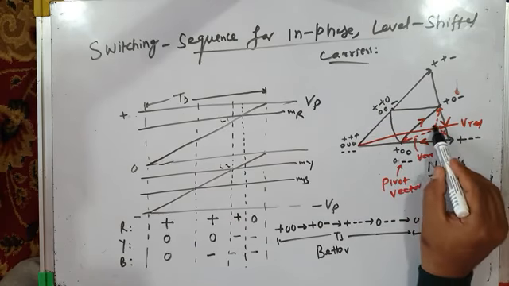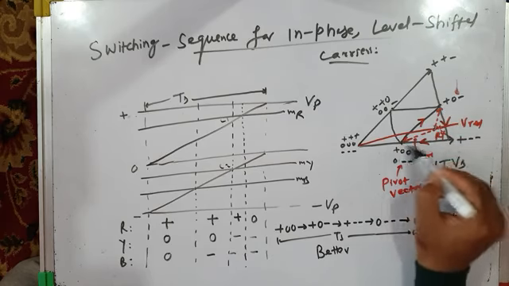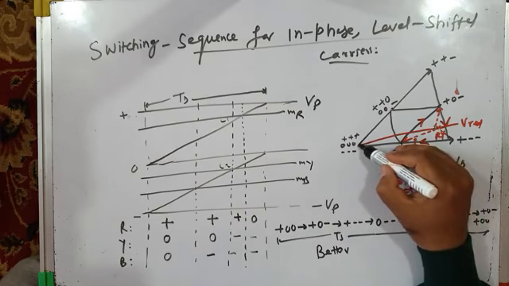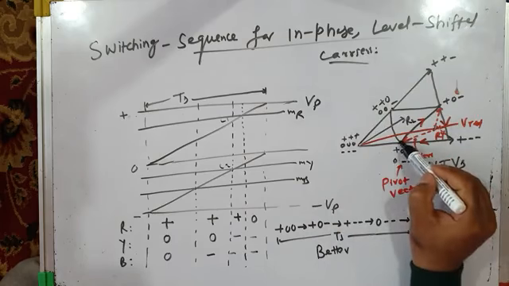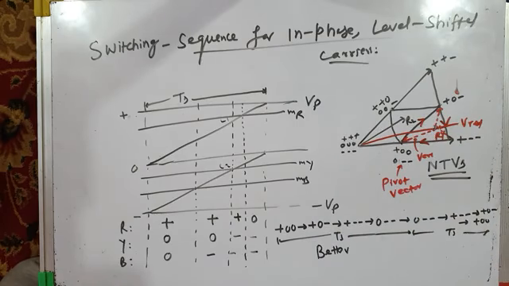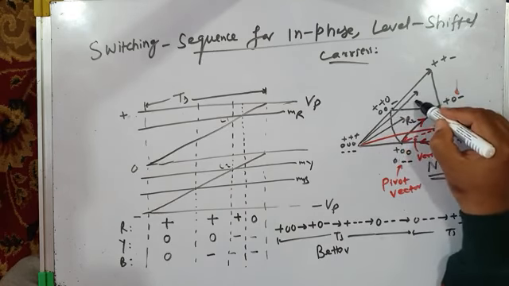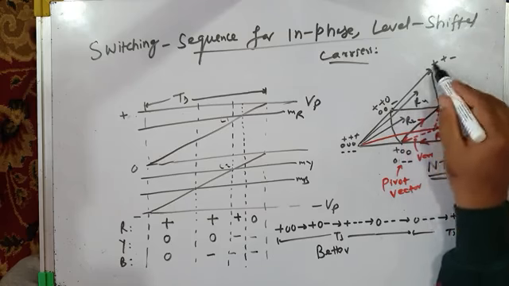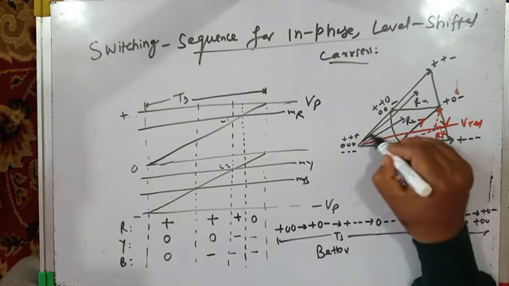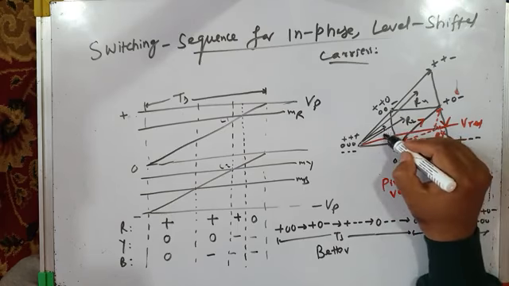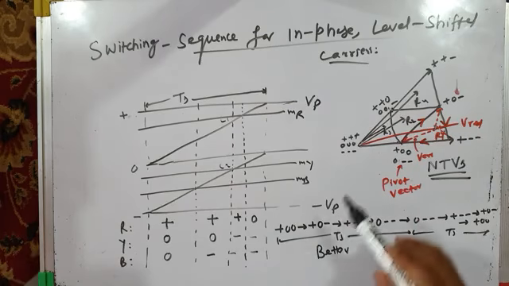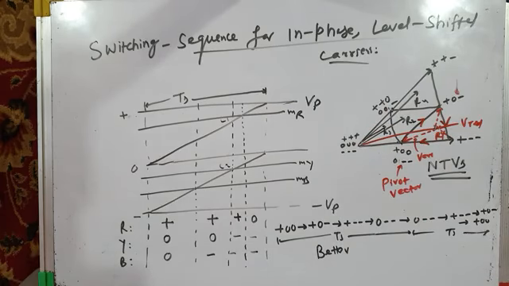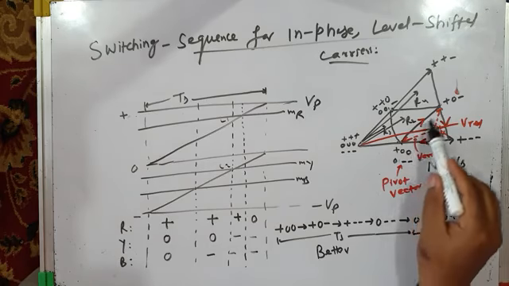For example, when your reference vector is in region 1, what are the nearest three vectors? These are the nearest three vectors. If your reference vector were in region 2, R2, using in phase level shifted carriers, it would have applied these three nearest vectors, and not this vector, this vector and this vector. When it would have been in region 4, it would apply these nearest three vectors. And if it is in this region, which you can call region 3, it applies these three nearest vectors. So in phase level shifted carrier sinusoidal PWM applies nearest three vectors.